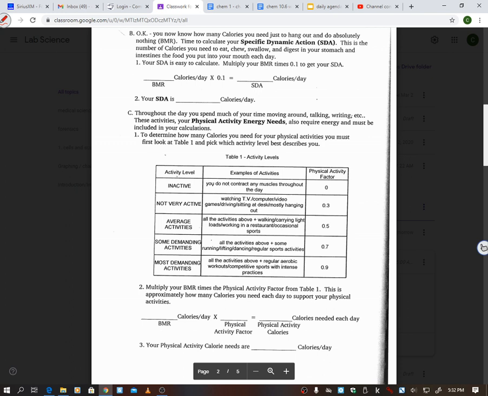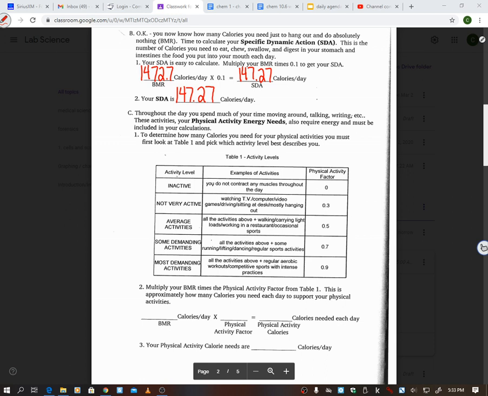All right, my BMR was 1,472.7. You guys are going to use whatever you came up with. So here's my BMR times 0.1, that would be 147.27 calories per day. So my SDA is the same number I just figured out here. All right. Now part C.